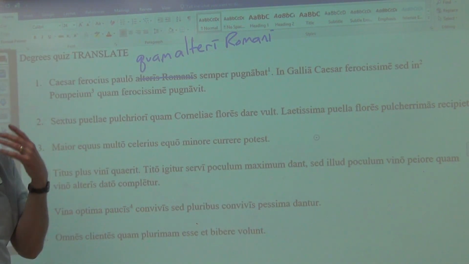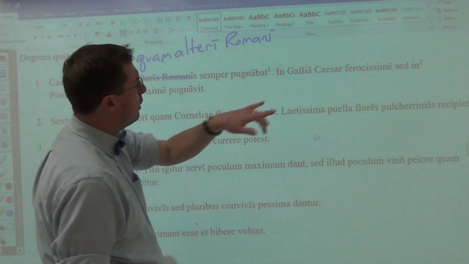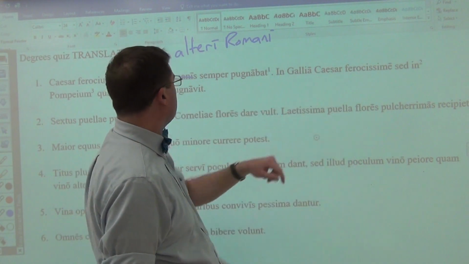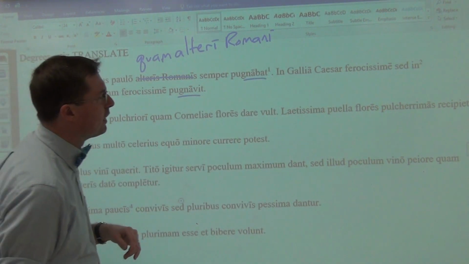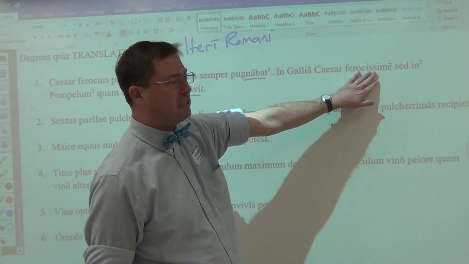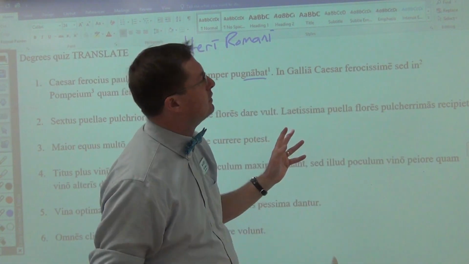because it is always fought more ferociously by a little bit than other Romans, implied fought. So, in Gaul, Caesar fought, and here it's imperfect fought, here it's perfect fought, but it's still pugno, pugnare, most ferociously, and so 10 out of 10.